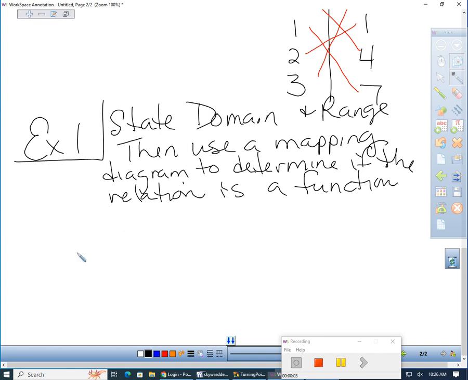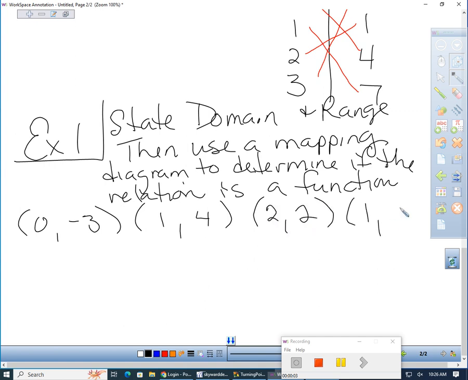All right, so you're going to have a list of points. Let's say I have the points 0, -3; 1, 4; 2, 2; and 1, 7.